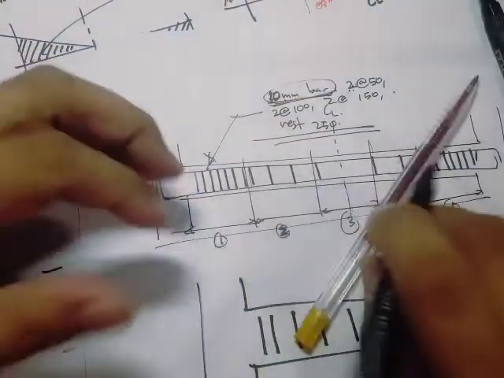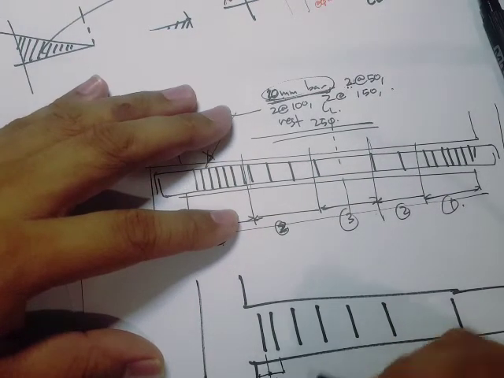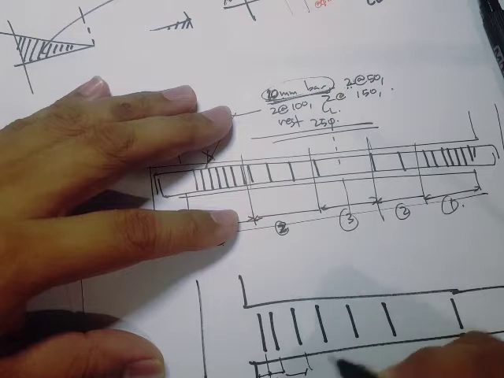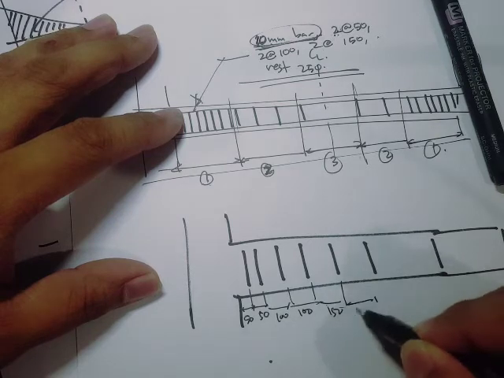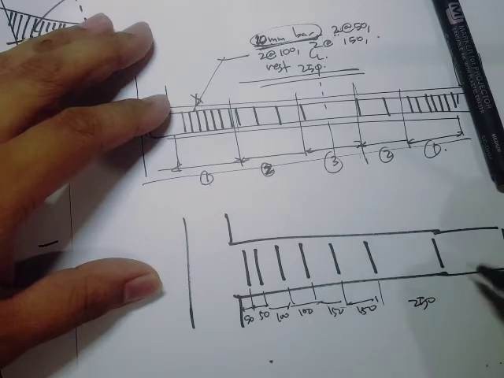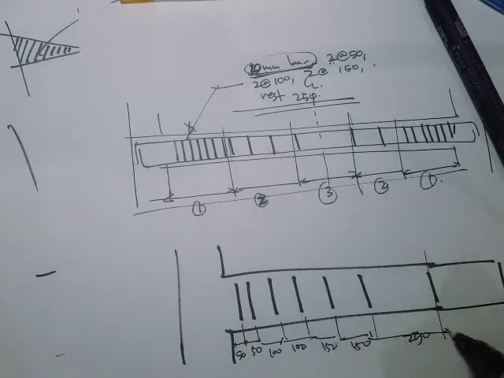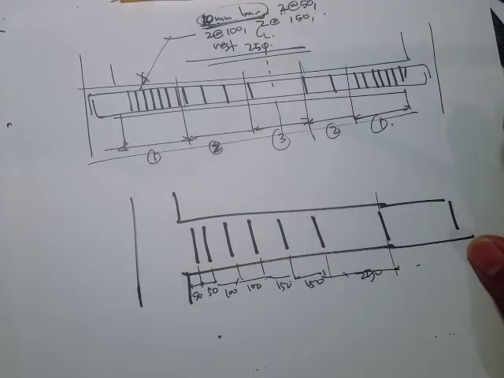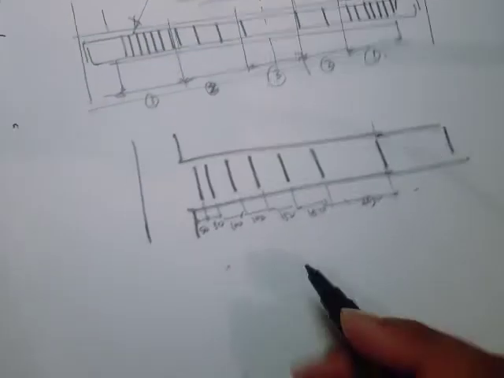Okay, so let's say this is it. We have 50 spacing, 50. Then let's say we have 100, then 100, then 150 here, 150, and then the rest is, let's say, 250 or 200, depending upon the design. Okay, so it's something like this. Or sometimes this notation can be found in the table or in the beam schedule.